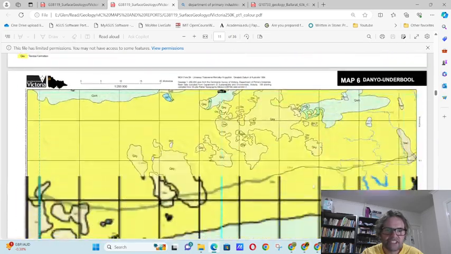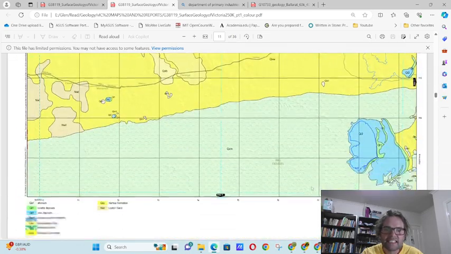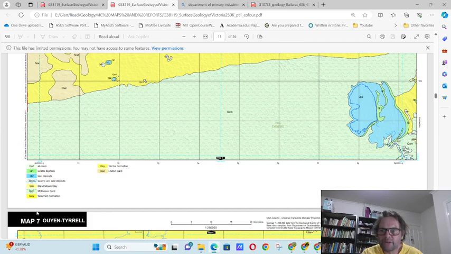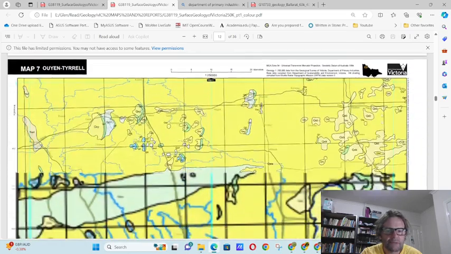So as you can see, a lot of these, when you have a look at it, they do have some of the formations, the older ones. A lot of the recent deposits they haven't named. So, like QL1, it's got lunette deposits, and that's obviously in the lake there. So, Big Desert National Park.